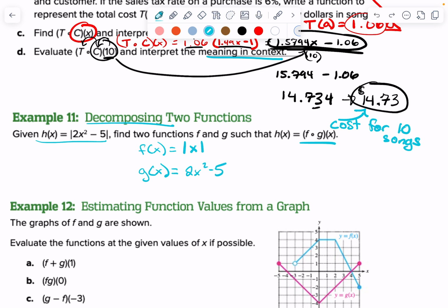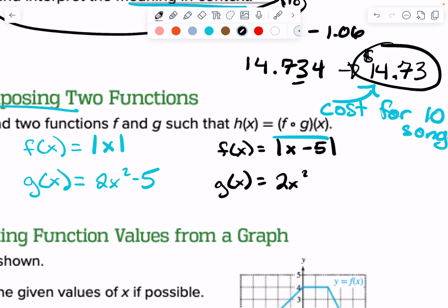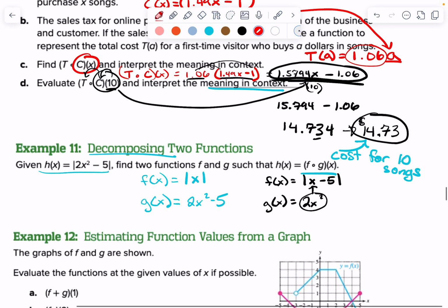Another thing that I could also do, so there's multiple answers to this. Let's say f of x is the absolute value of x minus 5, and g of x is 2x squared. If I take this guy and shove it in there, will that give me the same answer? Yeah, I could do that, right? Or another, I won't do too many more of these. Another one I could do is f of x is the absolute value of 2x minus 5, and I could say g of x is x squared, and I'm shoving that into there.